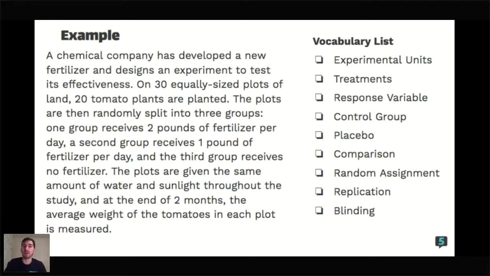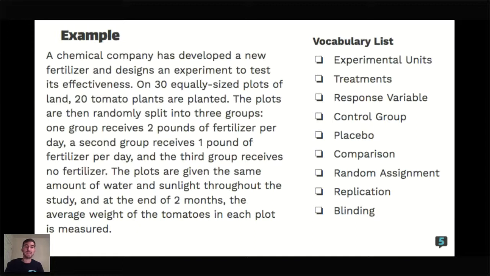The problem explicitly says randomly split into 3 groups. So there's your random assignment. Replication happens because if you think about it, 30 equally sized plots can be split into three groups of 10. So there's 10 plots getting each of the 3 treatments. And so we do have replication.